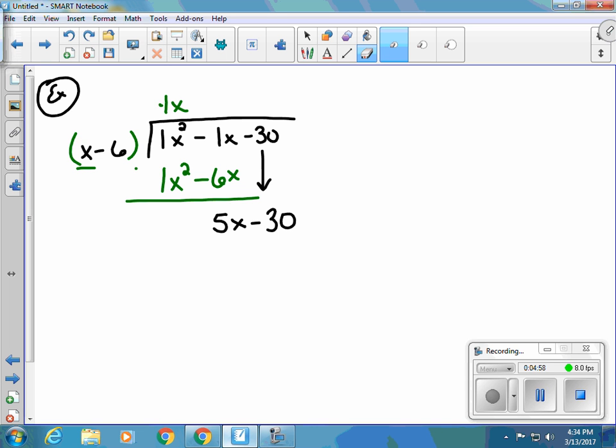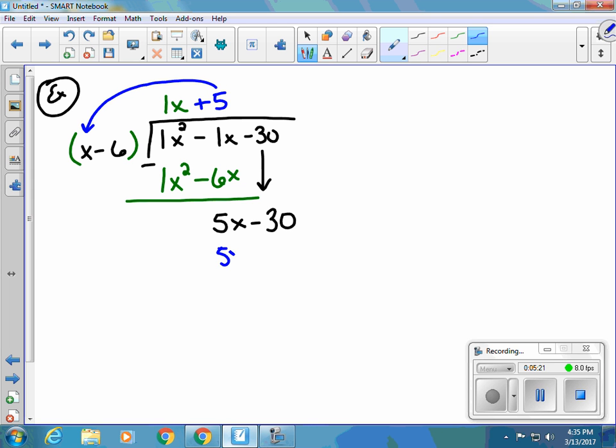I needed that subtraction, whoops. All right, so I'm looking at that 5x, and I'm supposed to get that. So 5x divided by x gives me positive 5. Now this 5 has been distributed to the x, so I have 5x. Now I also need to distribute that to the negative 6, so minus 30.